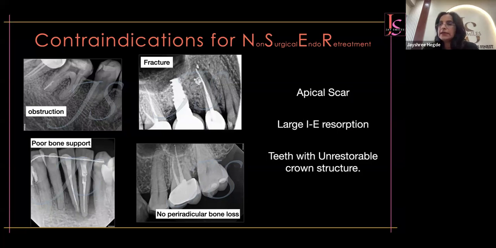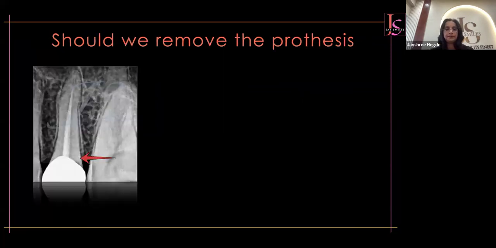Also, in cases where there is an apical scar, where there is no infection and a periapical surgery has already been done, and instead of bone formation, there is a tissue that is formed in that region, which looks like an apical scar. Large internal or external resorption, and a tooth that is not restorable. The root canal is good, but in future there's not enough healthy tooth structure to restore the tooth. In those cases, it's best to remove the tooth and place an implant.